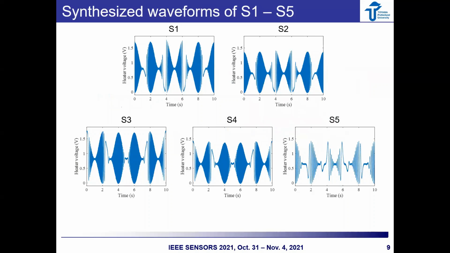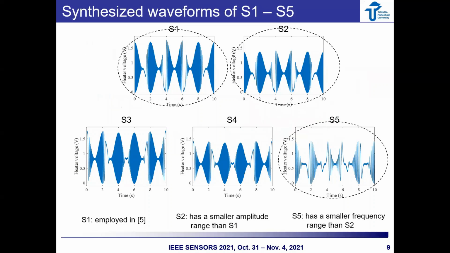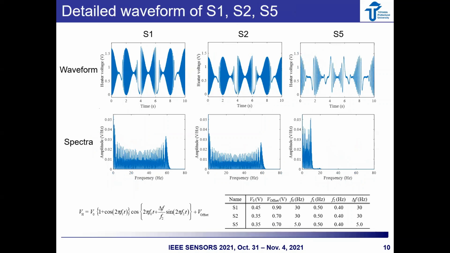Here are the waveforms we synthesized. Today, we'll discuss details on 3 modulated waveforms due to time constraint. S1 is the one employed in the previous study. S2 has a smaller amplitude range than S1, and S5 a smaller frequency range than S2.